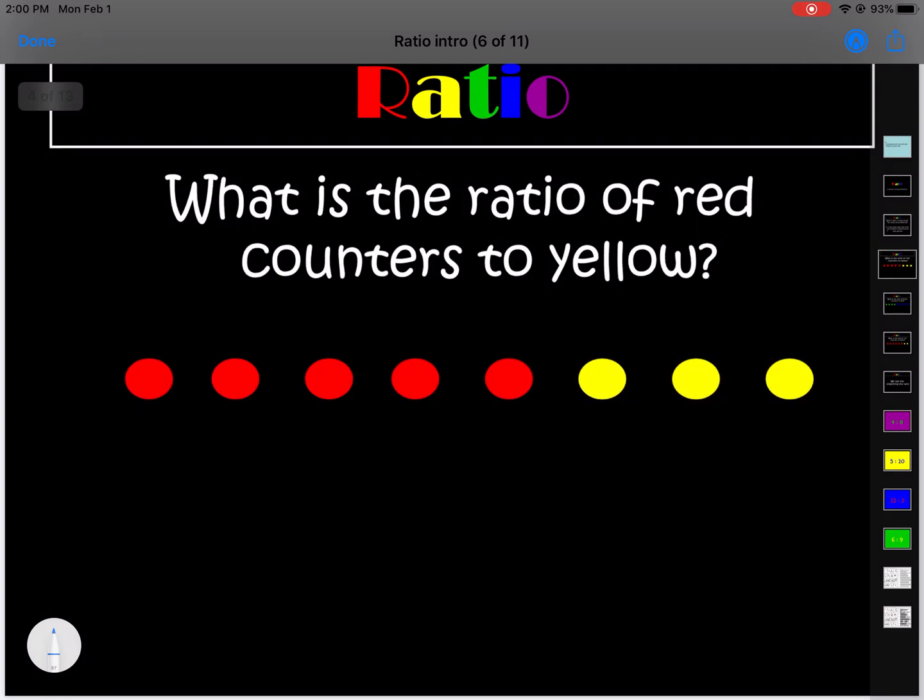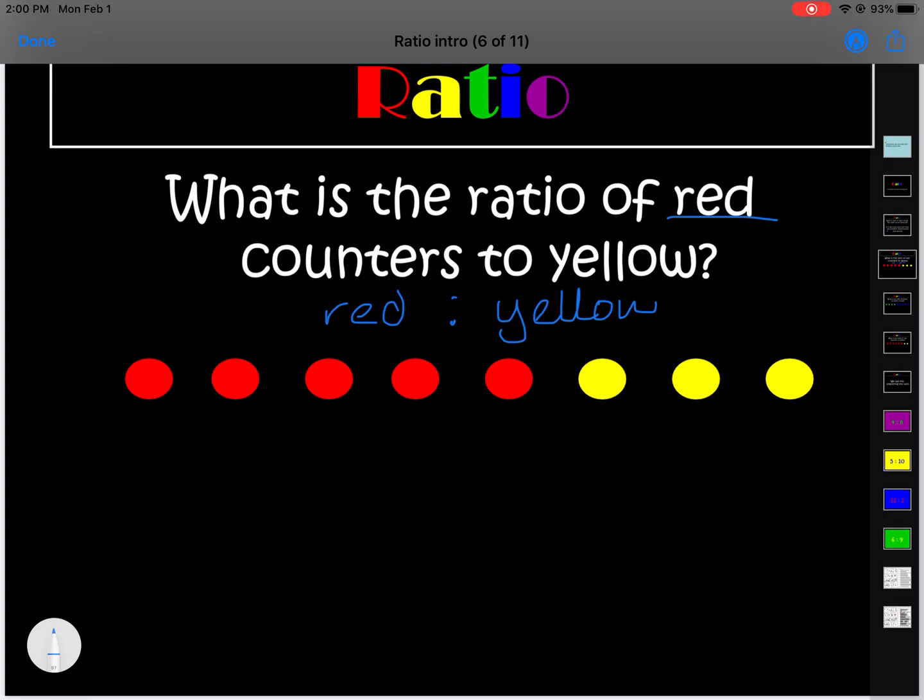So, on the screen here we have got a bunch of counters. We want to figure out what the ratio of red to yellow counters is. Now this is written as red with our two dots in the middle and yellow on the other side. Okay? And those two words are always replaced by numbers. Red to yellow means that the red ones come first. Yes, they are first in the diagram, but it's what's first in our statement.